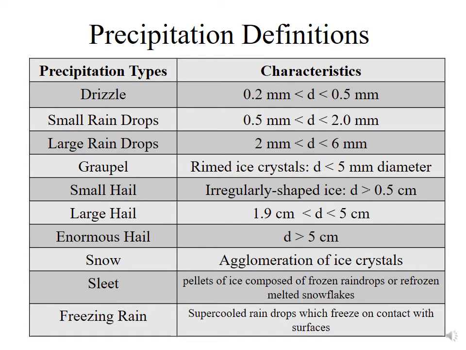And then we have freezing rain, which are essentially supercooled rain droplets which freeze on contact with the surface, whatever surface that might be, whether it be a car, a road, a house, leaves on a tree. They do a lot of damage to trees because of the weight that the trees pick up when the freezing rain coats them.